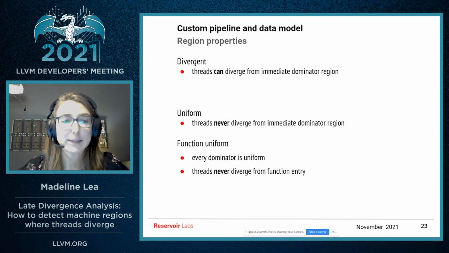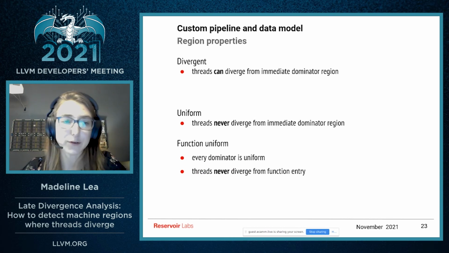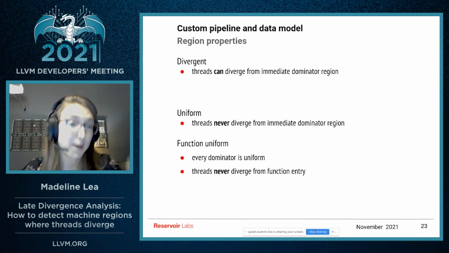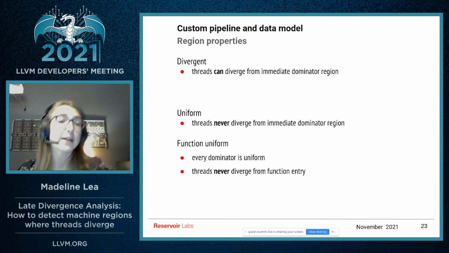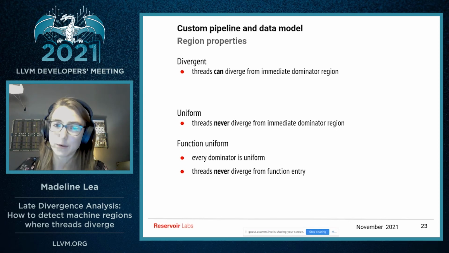So the result of our custom pipeline is a set of nested regions where each region is either divergent or uniform. We can actually go a step further than that. If we think about regions where every dominator in the dominator tree of a region is uniform, then we know that the threads will never diverge from the function entry to that region. And so here I call that function uniform.